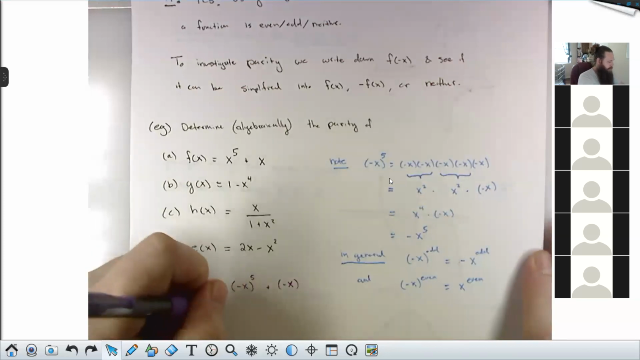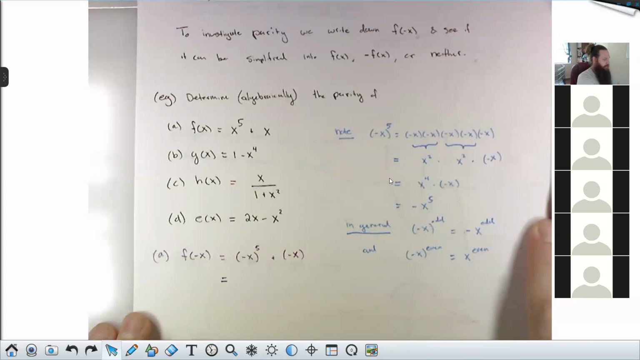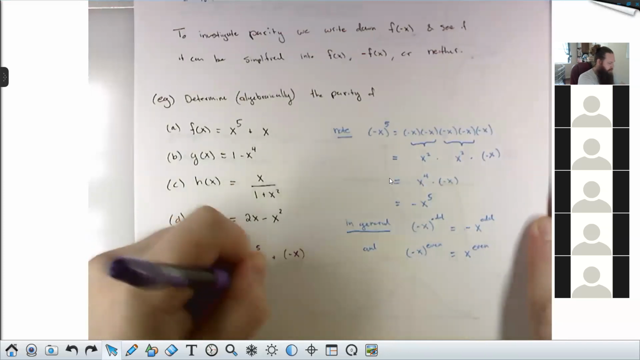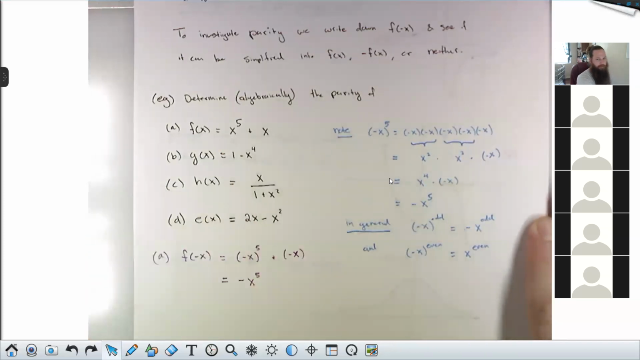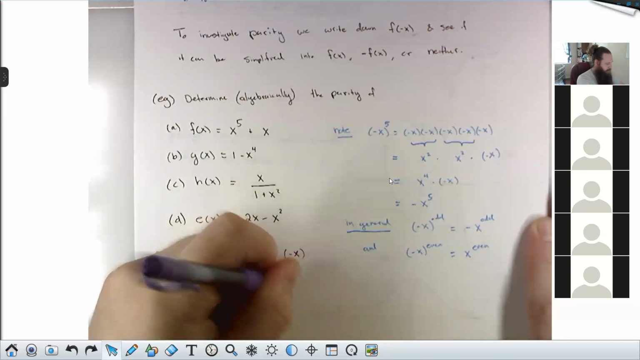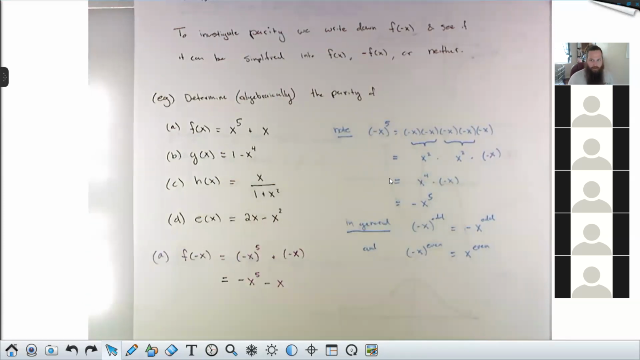Okay, with that in mind, this negative x to the 5 is negative x to the 5 like that. And then plus negative x is the same as just minus x, right? If you add negative 3, that's the same as subtracting 3. Okay, I found f of negative x. It's looking pretty simplified. I don't see anything else I can do, at least not right away. But it doesn't look like this. So probably not an even function.